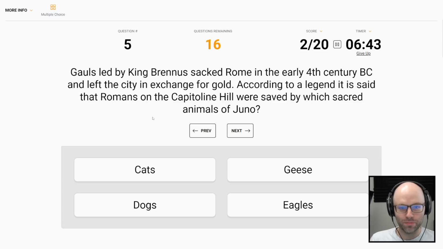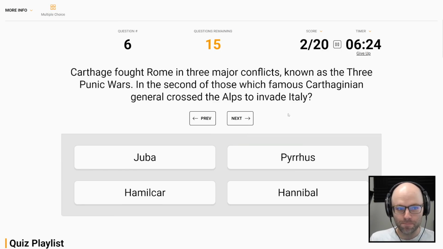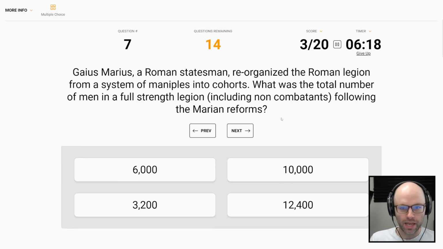Gauls led by King Brennus sacked Rome in the early 4th century BC and left the city in exchange for gold. According to a legend, it is said that Romans on the Capitoline Hill were saved by which sacred animals of Juno? What? I'm going to say eagles. Geese? Can I get some real questions? Who crossed the Alps to invade Italy? That's Hannibal Buress.